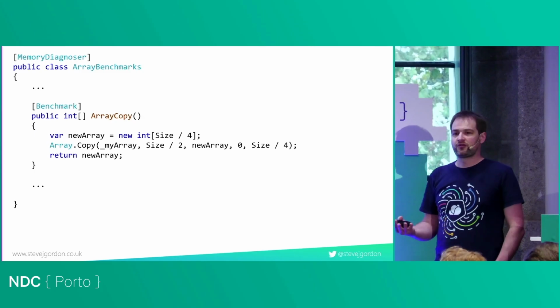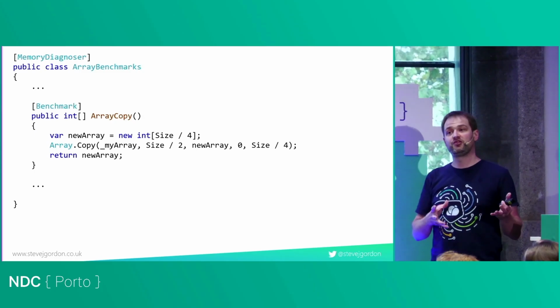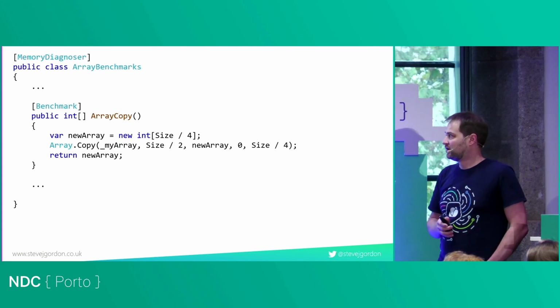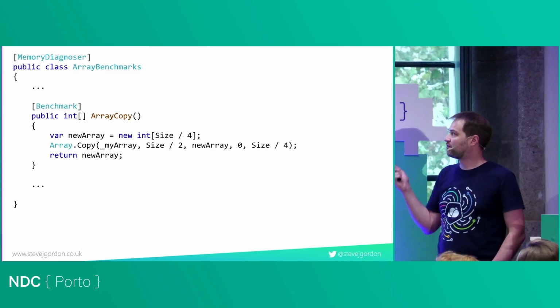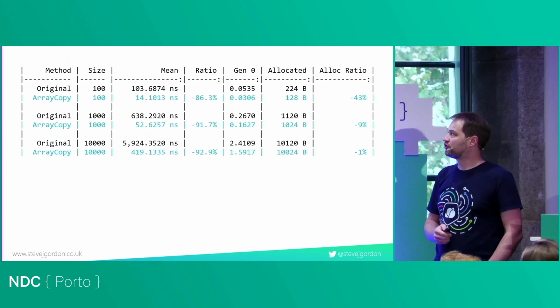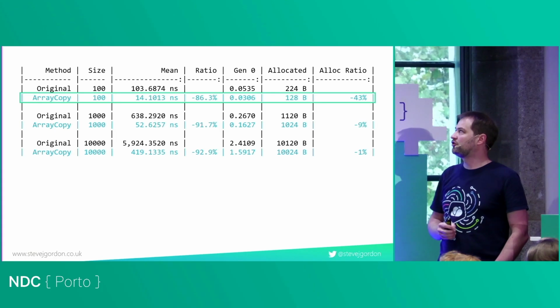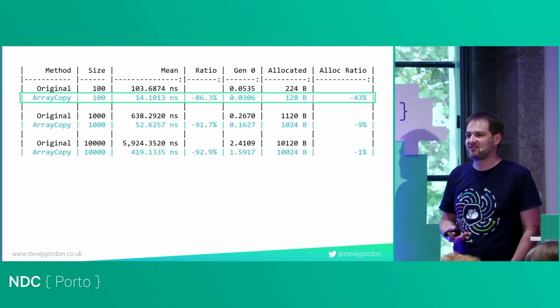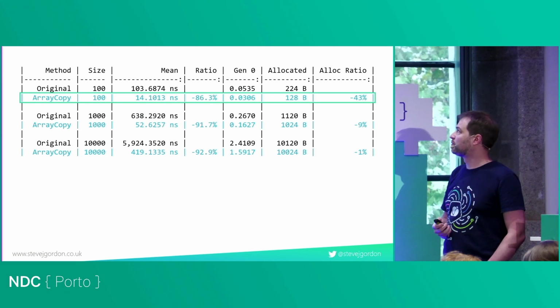So maybe the first theory we have is, well, we've heard that LINQ has some overhead to it, and maybe we should avoid using that, and that will make our lives better. So in this case, what we do is create a new array pre-sized. We then use Array.Copy to copy the data from one array to the other, and then we see if this works better. So we run our benchmarks again, now with our new version added. And we can see that for 100 elements, it looks pretty good. We've reduced our execution time by about 86%, and it looks like our allocation ratio is improving massively as well, by 43.